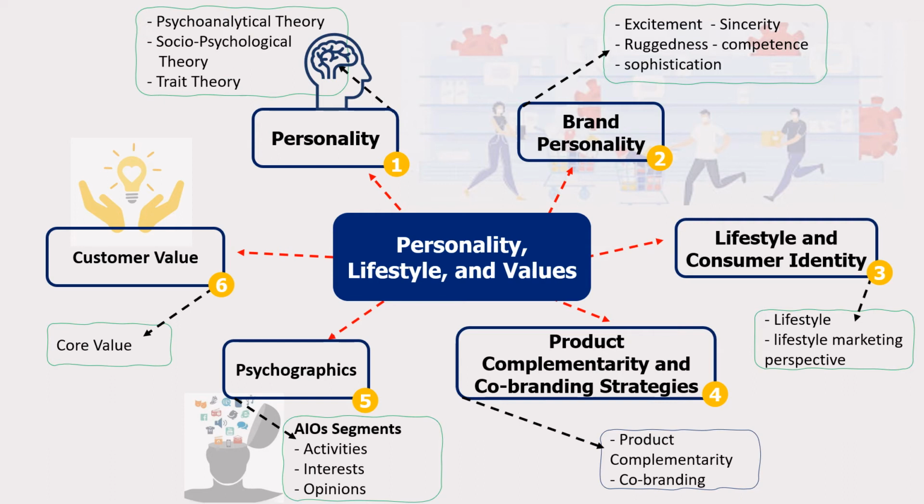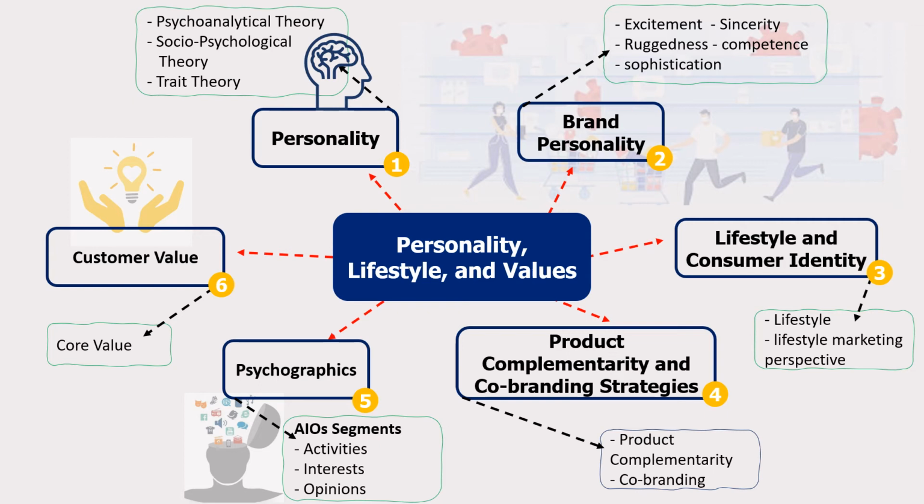Now we will go to the third objective which is lifestyle and consumer identity. Lifestyle defines a pattern of consumption that reflects a person's choice of how to spend his or her time and money. These choices play a key role in defining consumer identity. A lifestyle marketing perspective recognizes that people sort themselves into groups on the basis of the things they like to do, how they like to spend their leisure time, and how they choose to spend their disposable income.